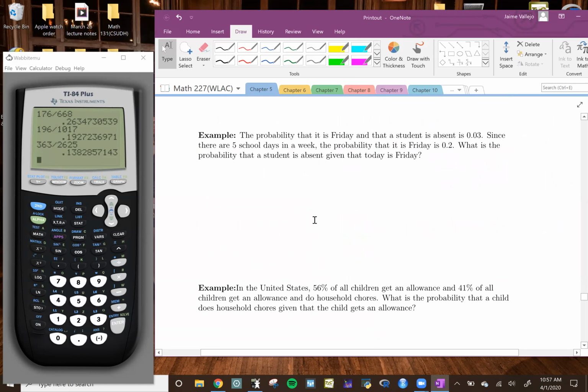All right, so that was how to use a conditional probability if you're given a table. So up next, we're gonna do a conditional probability when we're not given a table. All right, so for this one, the probability that it is Friday and a student is absent is 0.03. Since there are 5 school days in a week, the probability that it is Friday is 0.2 or 20%. What is the probability a student is absent given that today is Friday? So the first thing you want to do is go ahead and label everything. So the first thing we want to label is what do the 0.03 and the 0.2 represent?